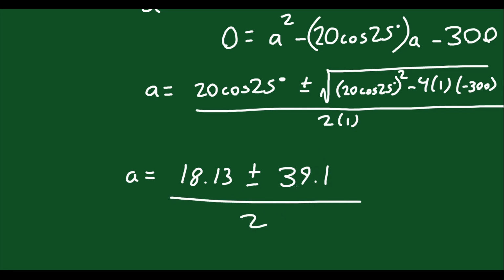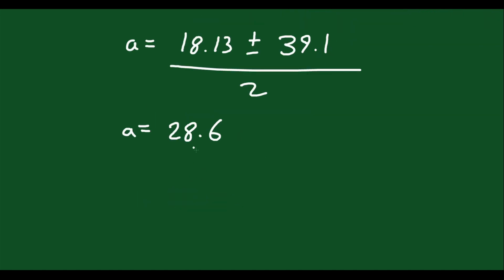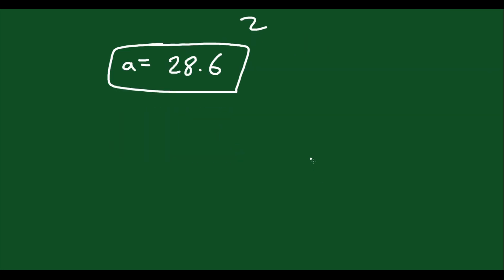And if you subtract these, if you go with the minus, what you get is a negative answer. And because A represents a physical length of a triangle side, you can't use the negative answer, so we're just going to take the positive answer. And if you use the positive answer, you're going to get 28.6. So that's your answer. The length of A is 28.6. Let's move on to another one.